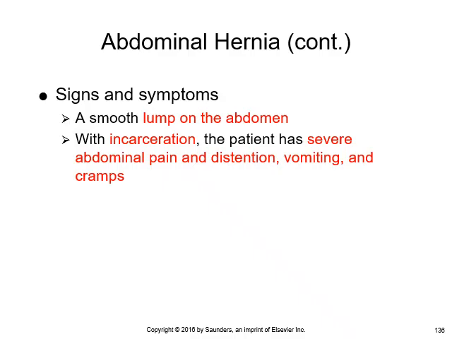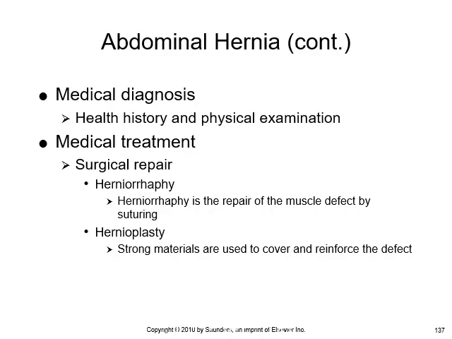Signs and symptoms, there's a smooth lump on the abdomen. And again, if it's incarceration where it's not able to slip back into the abdominal cavity, the patient may have severe abdominal pain and distension, vomiting, and cramps. Herniorrhaphy is the repair of the muscle that is done by suturing. Okay, this is to correct the hernia.